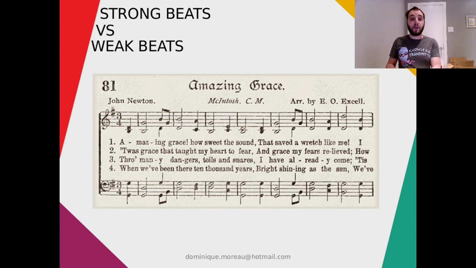Because it starts with a weak beat, the second syllable has to be on beat 1. And this is what happens. They added a whole note before the first beat 1, because the "maze" in amazing is where the accent is. The emphasis is there.